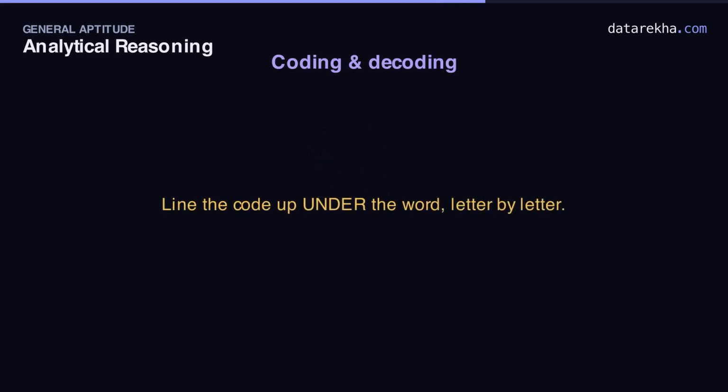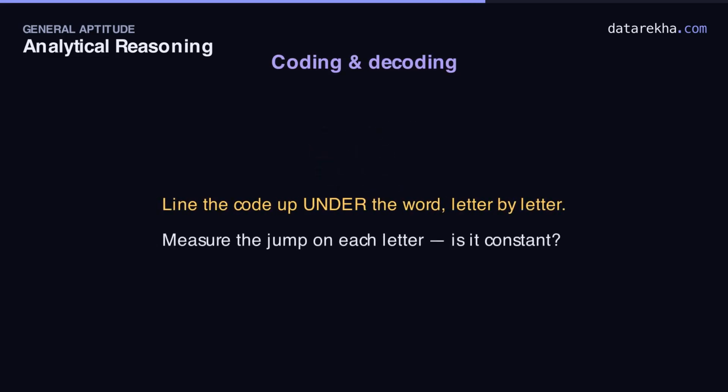Coding gives a word and its secret code and asks for the rule. Write the code under the word, letter by letter, and measure the jump on each. If it's constant, you have the cipher. And to decode, run the same jump backwards.